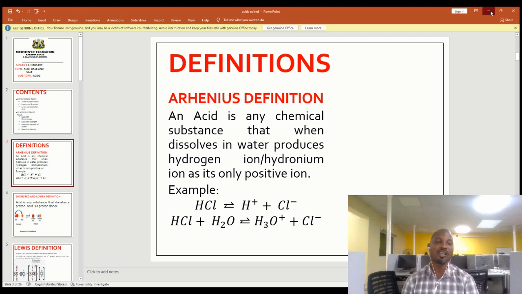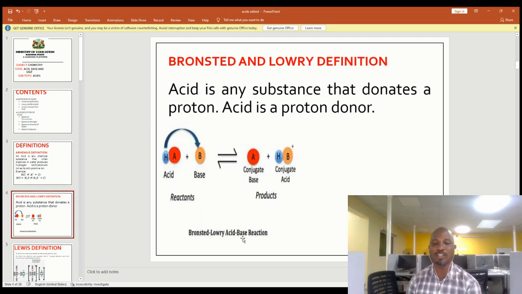Now, apart from Arrhenius, there are other definitions of an acid, and we have the one that is done by Lowry and Bronsted. And Lowry and Bronsted define an acid as any substance that donates a proton. In other words, an acid is a proton donor.